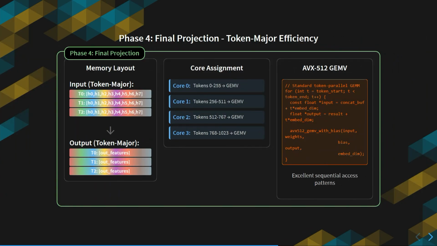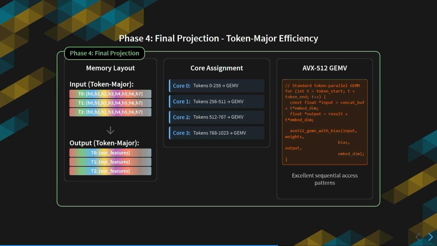And here we have the final projection. Token major efficient phase 4 is the final projection, a standard token parallel GEMM operation. Both input and output are in token major layout. Each core processes a slice of the tokens. Core 0 handles token 0 to 255, Core 1 handles the next slice, and so on.